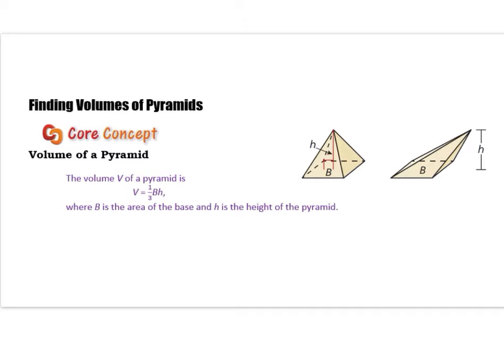To find the volume of a pyramid, we have a formula. We take 1/3 times the area of the base times the height of the pyramid. And this formula works for our right pyramids and our oblique pyramids. Just a refresher, a right pyramid is from the apex perpendicular to the base. When the height is perpendicular to the base, that's a right pyramid. When the apex is not perpendicular to the base, that is an oblique pyramid.